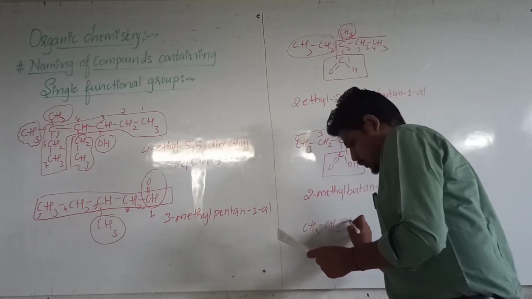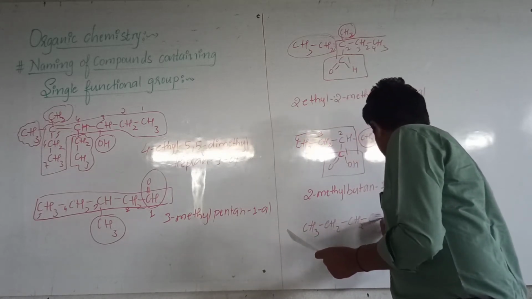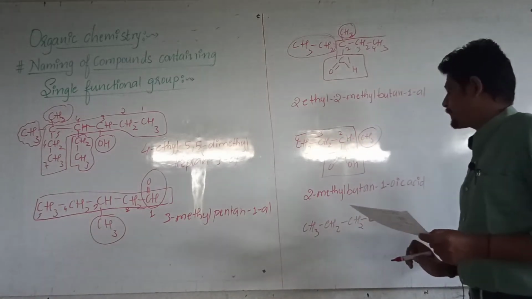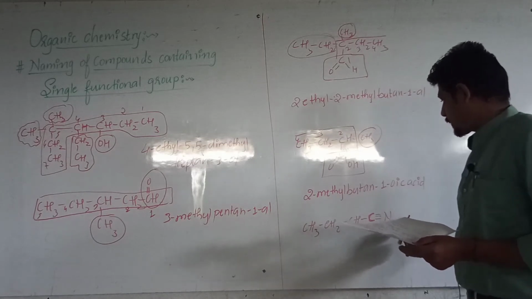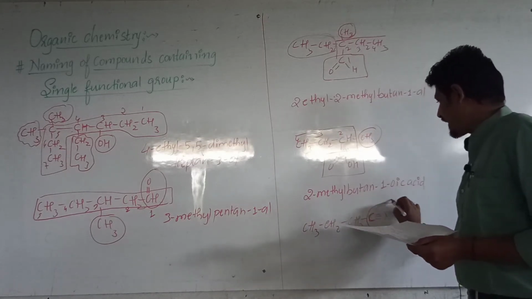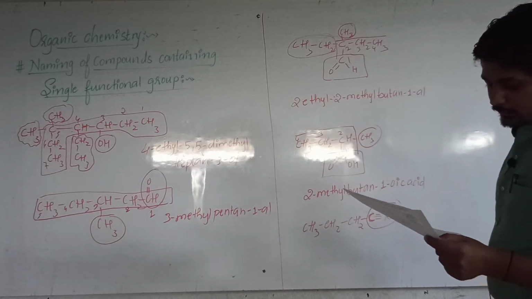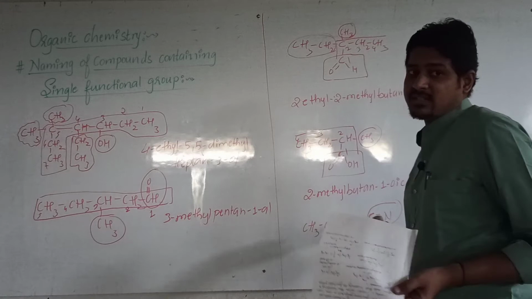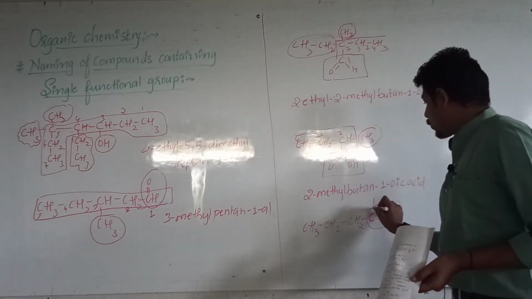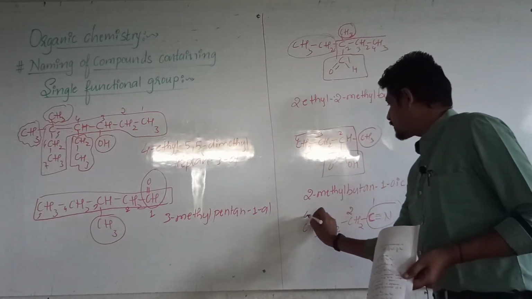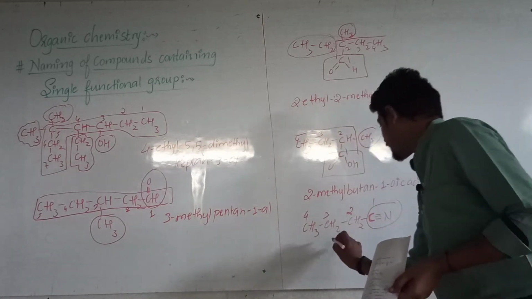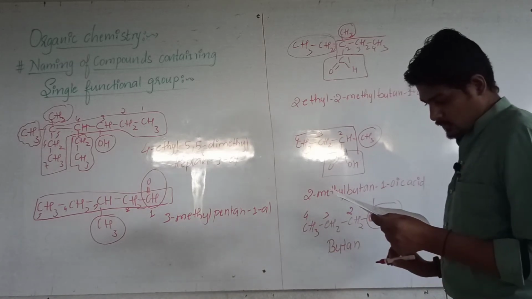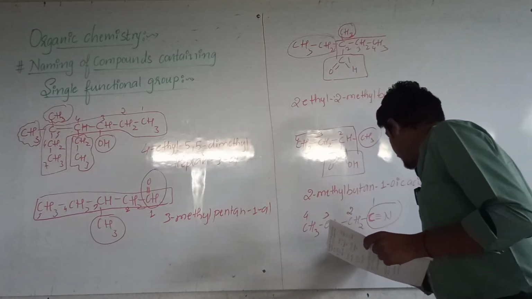CH3 CH2 C triple bond N. So a straight chain is there. This is your functional group, nitriles, isn't it? Then how do we name this? Straight chain, no branching, so simple numbering 1, 2, 3 and 4. So 4 carbon atoms are there. Butane.